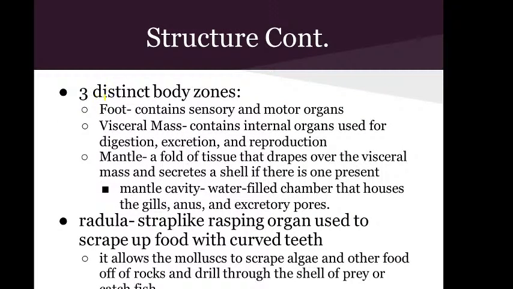So we have three distinct body zones: foot, visceral mass, and the mantle. The foot contains sensory and motor organs. Visceral mass contains internal organs used for digestion, excretion and reproduction. And then we have the mantle, a fold of tissue that drapes over the visceral mass and secretes the shell if there is one present.